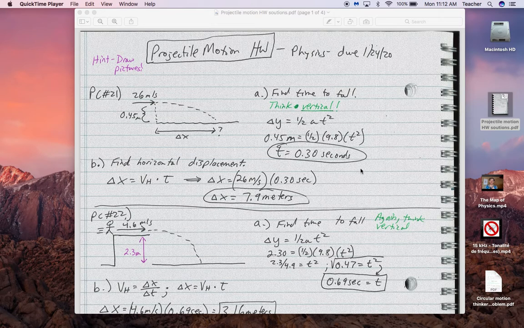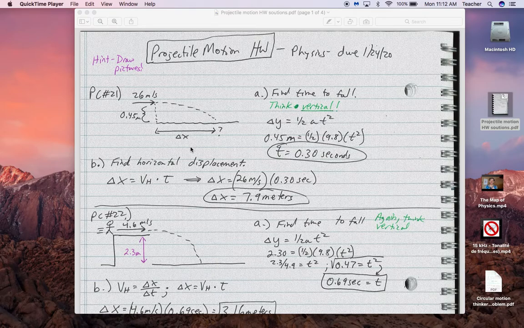These are the projectile motion homework solutions. They're also solved on the Physics Classroom, but hopefully this gives you a little bit better insight. A lot of the first six were fairly similar because they're horizontally launched projectiles, and I think that's the most important part for us to know.